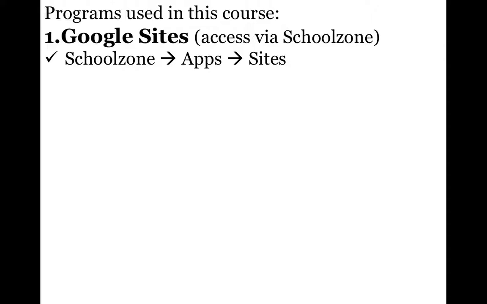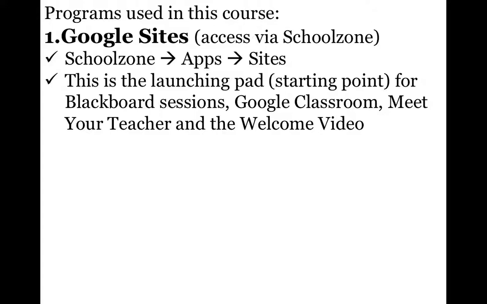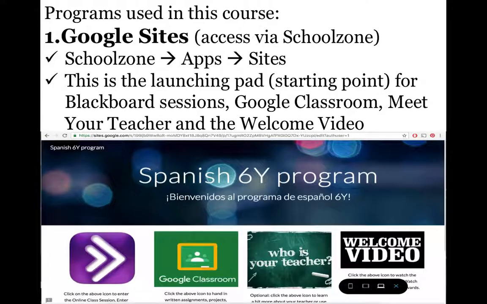So you can access everything by School Zone. Sign into School Zone, select apps, and then sites. And I'll show you what that looks like in a moment. Once you're in the sites, you'll be taken to a place called the Launching Pad. Yes, I call it that by myself. I don't think that's what it's officially called, but that's what I'm calling it. And that literally is where everything is. So it looks roughly like this.